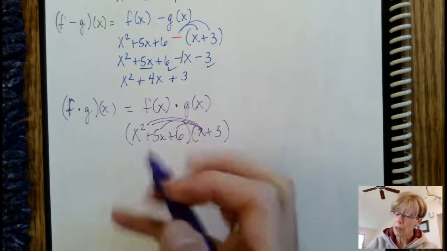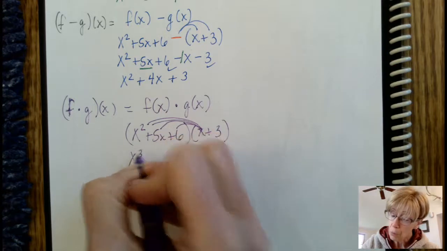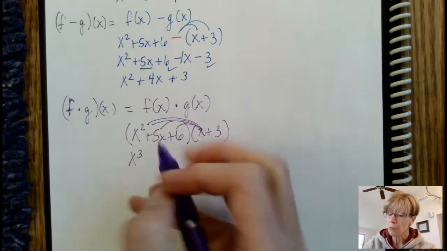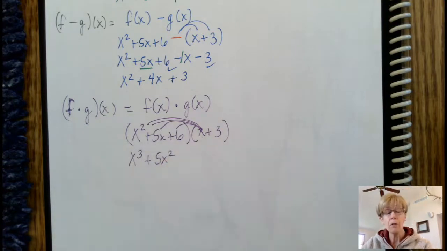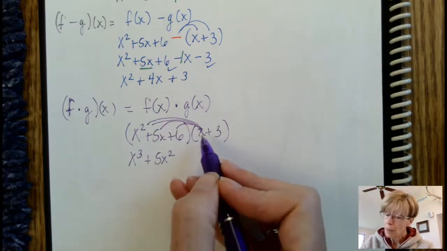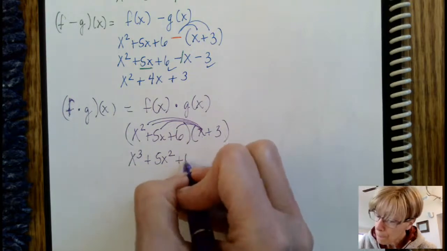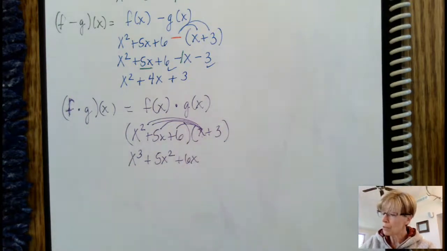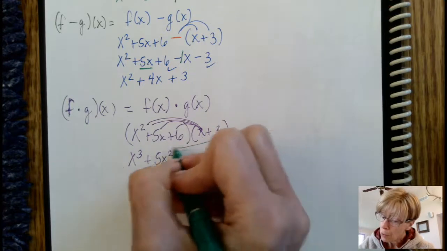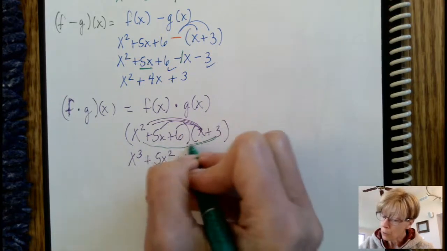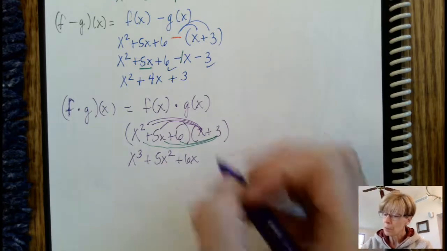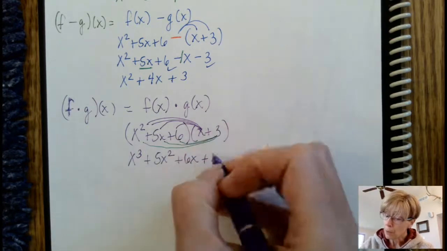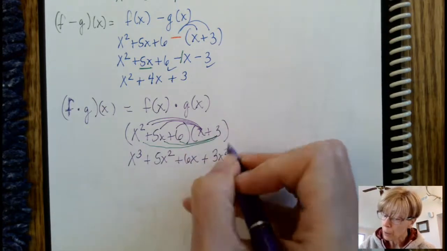Our highest degree term is x cubed. Edmentum really does like standard form, which means highest degree term first, then next highest degree term, and so forth. We've got plus 5x squared plus 3x squared, which is 8x squared. We've got 6x plus 15x, which is 21x. And then we've got 18. So it's x cubed plus 8x squared plus 21x plus 18.